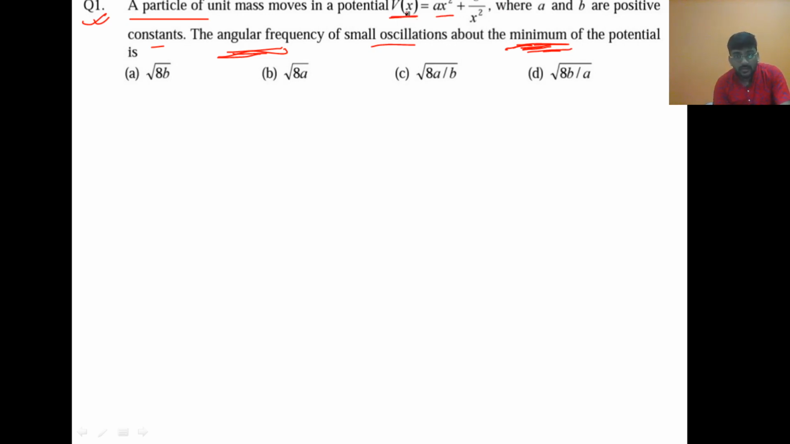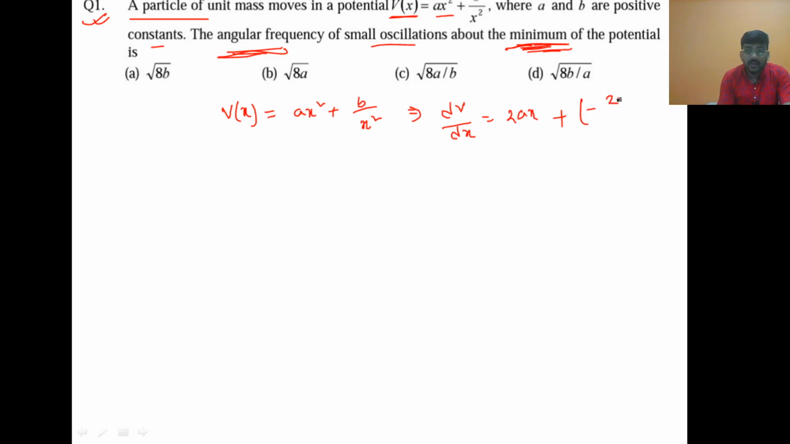How can we find it? We take the first derivative of V(x). Here V(x) = ax^2 + b/x^2. This is the fundamental rule of calculus: to find the minimum or maximum of any function, we take the first derivative and set it equal to 0. So dV/dx = 2ax + the differentiation of 1/x^2, which is -2/x^3, so it will be -2b/x^3, and that we set equal to 0.